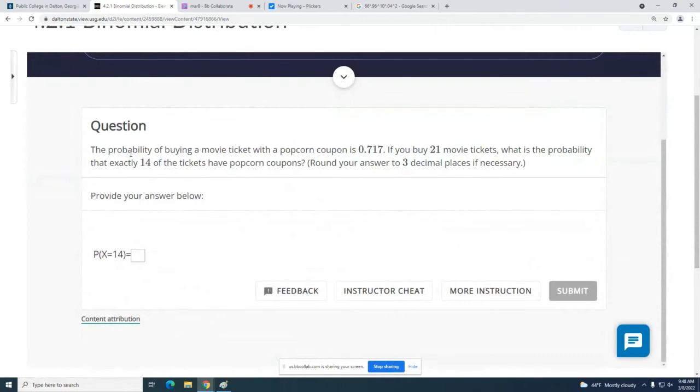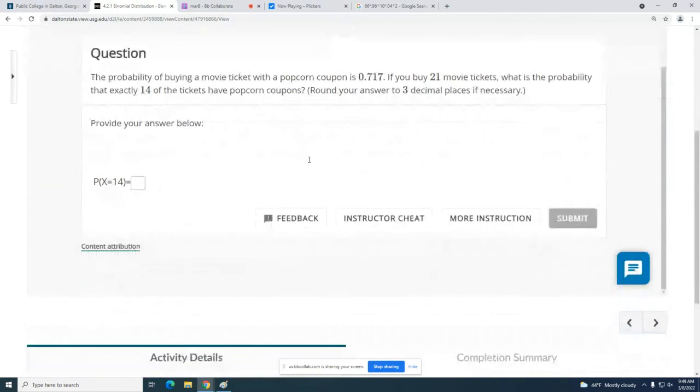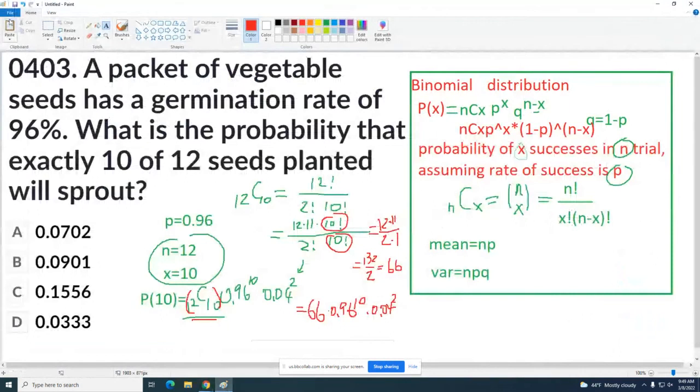This question says the public is buying movie tickets. So that's our P, and you buy 21 movie tickets. With this probability, exactly 14 have a popcorn coupon. So that's the way you calculate with the formula, right? So let's try a few questions to see whether we see the one you mentioned.